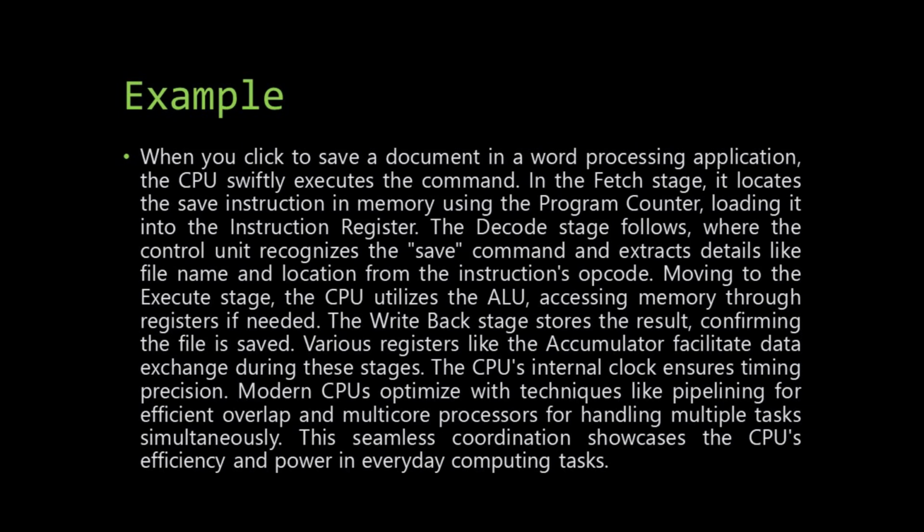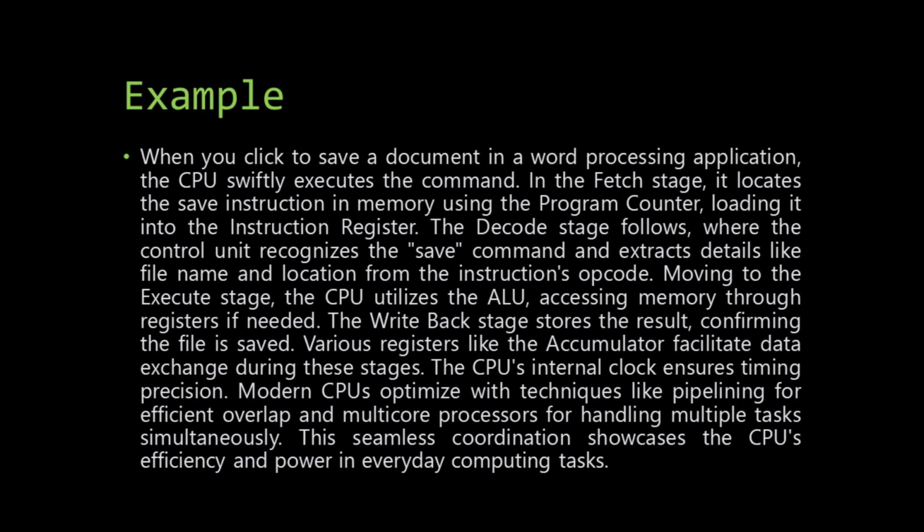For example, imagine you are running a word processing application on your computer. When you click to save a document, the CPU springs into action. First, in the fetch stage, it locates the instruction for saving in the computer's memory using the program counter. The instruction is then loaded into the instruction register. Now, in the decode stage, the CPU's control unit deciphers the instruction, recognizing it as a save command. It identifies the necessary details like the file name and location from the instruction's opcode.